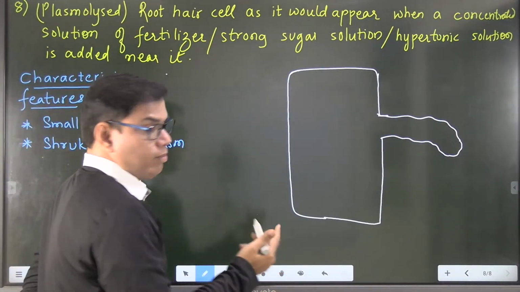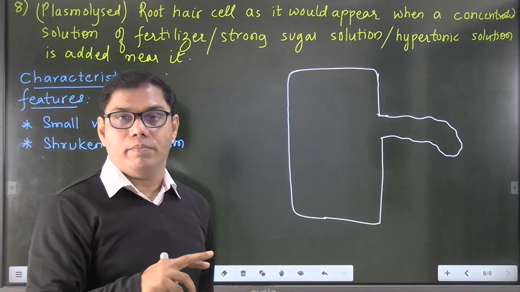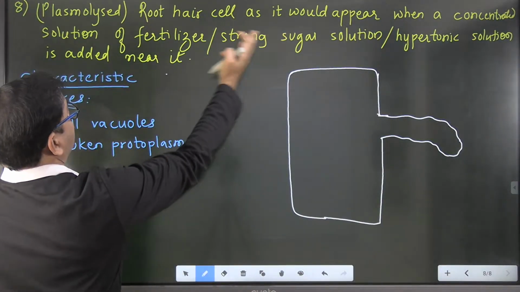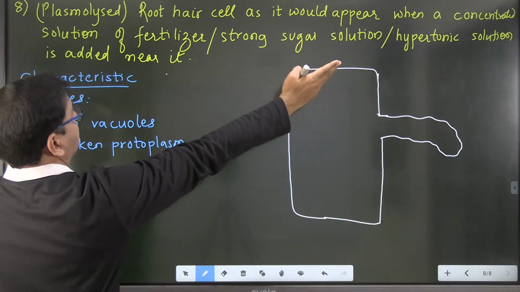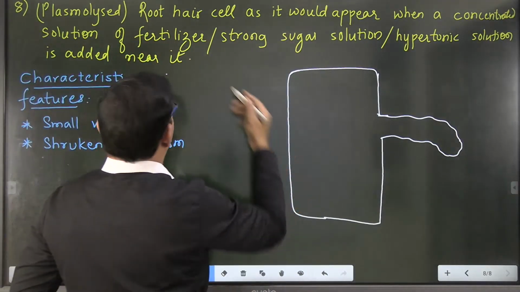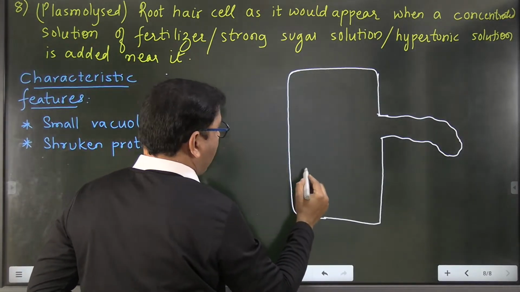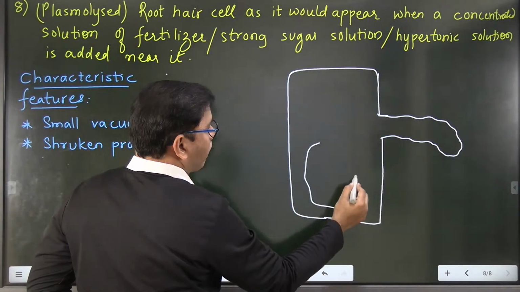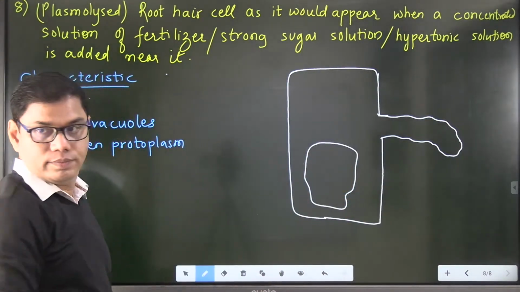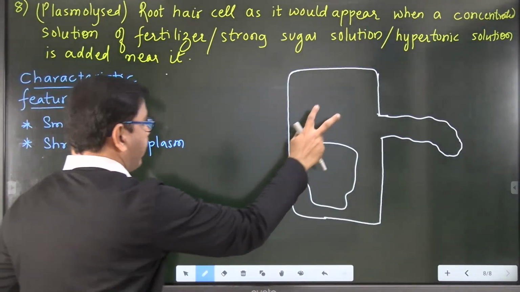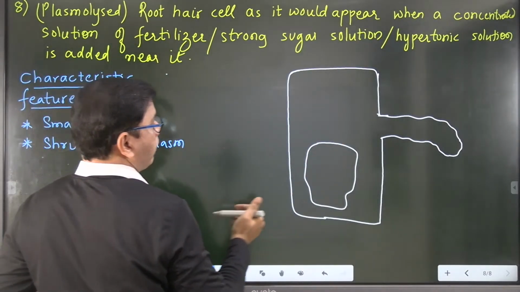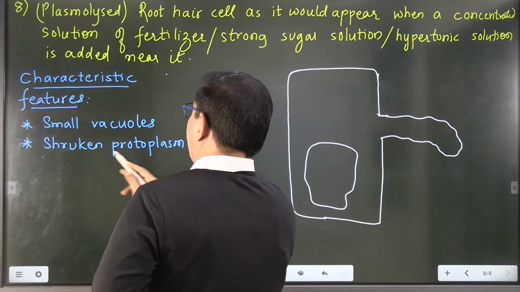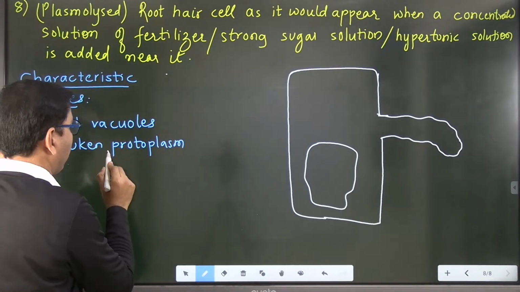Now see protoplasm. Now what is protoplasm? Cytoplasm plus cell membrane together is called protoplasm. It is placed in a concentrated solution of fertilizer and plasmolysis occurs. Okay, this is a plasmolyzed cell. So the cell wall and cell membrane will condense, it will shrink, shrunken protoplasm, right? Now here, what is the characteristic feature? Small vacuoles and shrunken protoplasm.